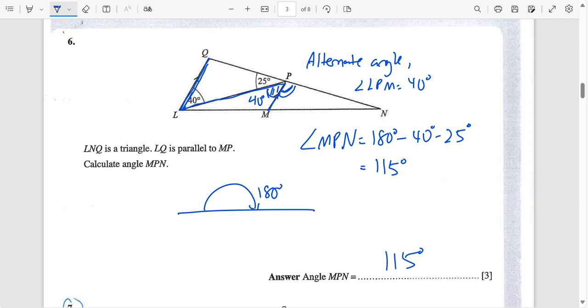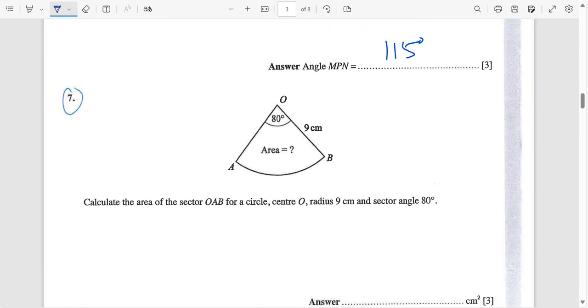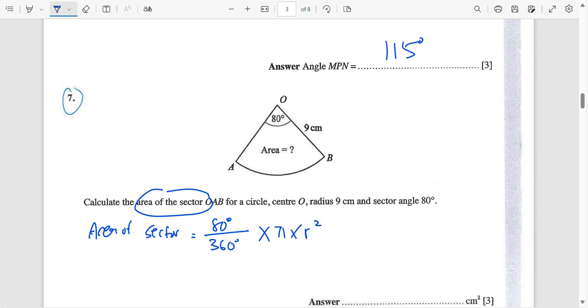That's one way to do it. Okay, calculate the area of the sector OAB, center O, radius 9 cm, and center angle. So we also find the area of the sector. Please memorize this formula. You take the 80 degrees divided by 360 times pi times r squared. Please remember this formula, okay?